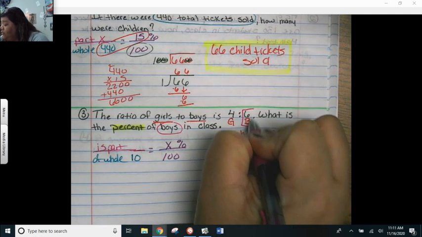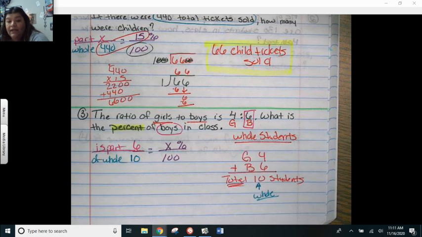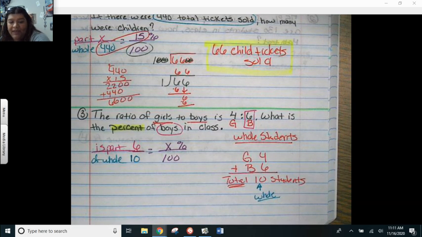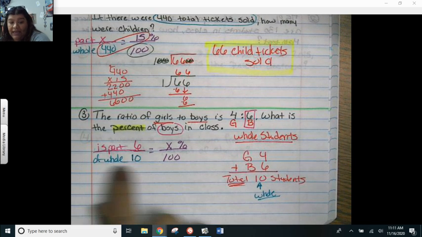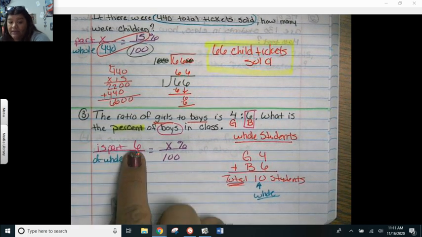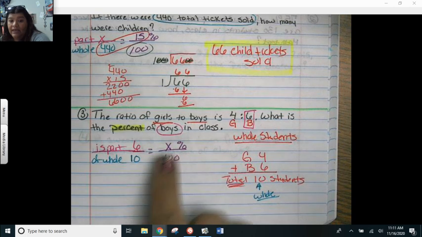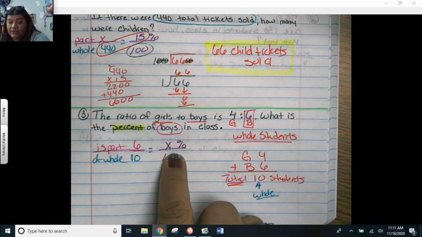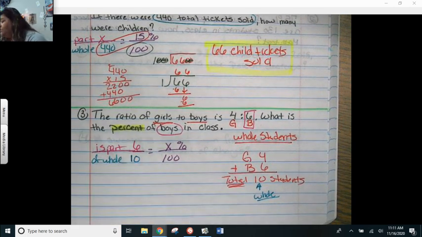There are 6 boys in that class of 10. Okay, so now that I have this correct, there are 6 boys out of 10 students. Let's figure out the percentage. Let's go from this fraction into a percent.